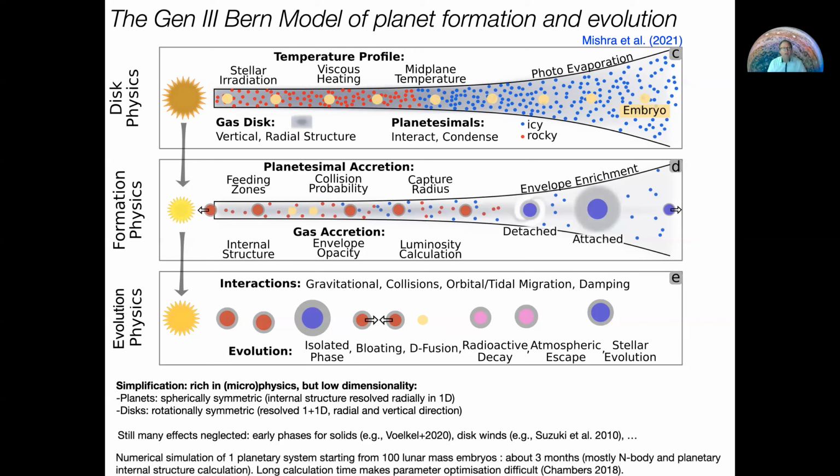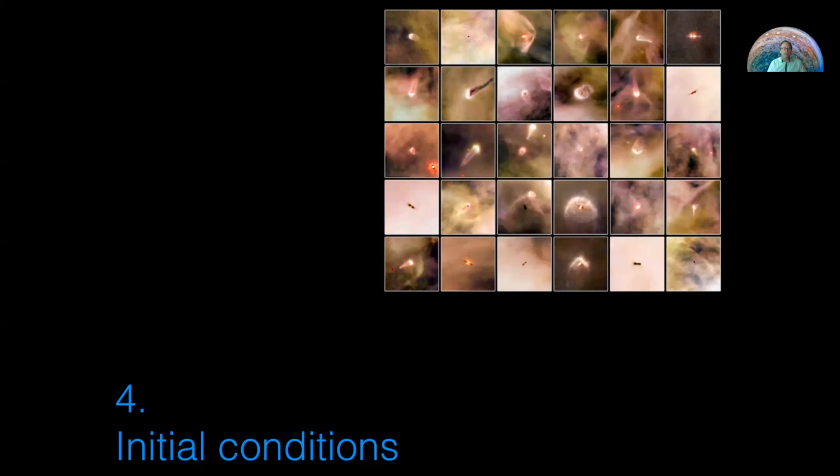But already now, the numerical simulation of one planetary system in this model here, starting from 100 lunar mass embryos, takes about 3 months, which is mostly spent in the N-body and the planetary internal structure. And for this specific model, this long calculation makes a parameter optimization difficult, but there are other faster models where this has been done, like for example in a paper of Chambers a few years ago.